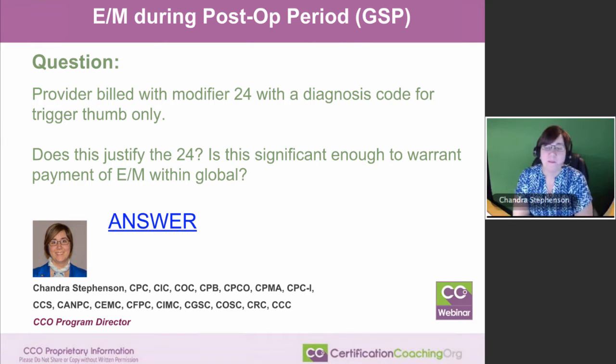The next question that we've got coming up is another one that came through, and it's kind of related to that global surgical package again. This was a question that came through and said, our provider billed with a modifier 24 with a diagnosis code for trigger thumb only. Does this justify modifier 24? Is it significant enough to warrant payment of an E&M within the global period?